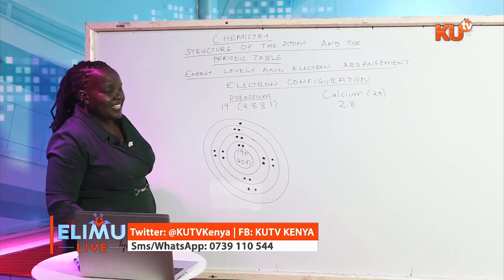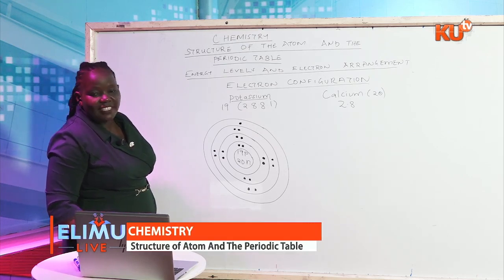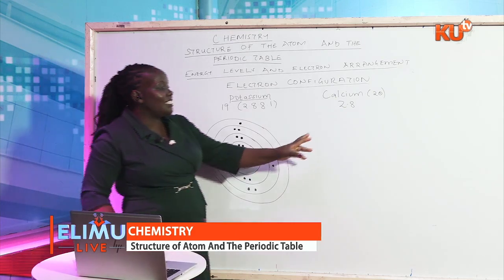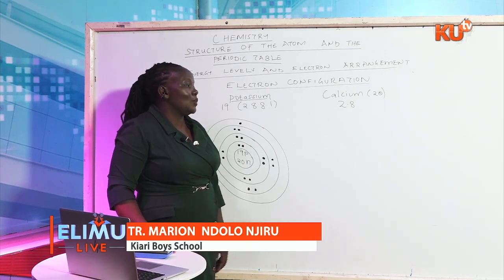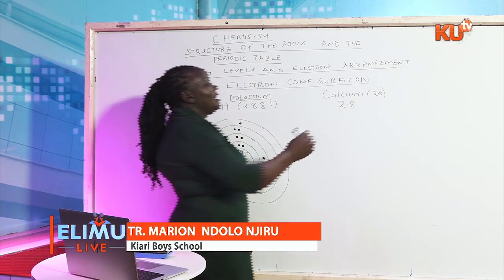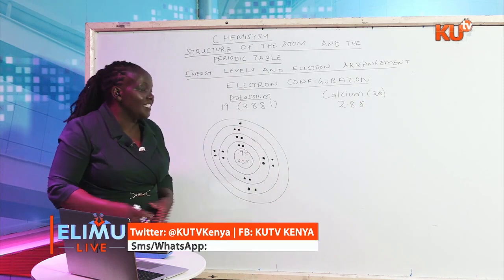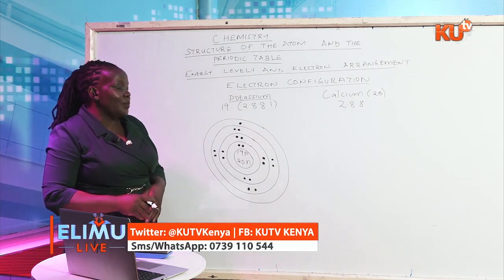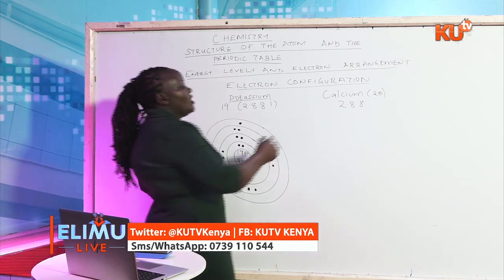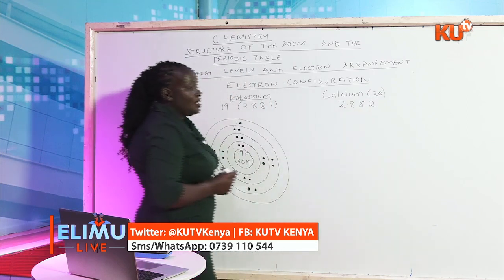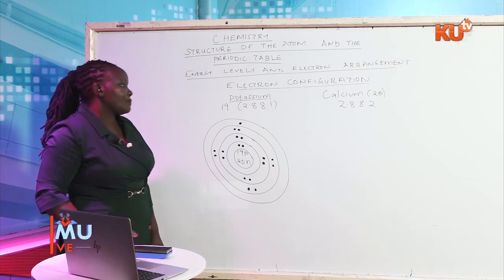We remember what we said, that the third energy level will carry a maximum of 8 if the element that you're dealing with is among the first 20 elements. And because it is in the first 20 elements, the third energy level will accommodate 8. So up to that point, we have 18 electrons, so we are left with 2 more electrons. So the 2 remaining electrons move to the 4th energy level. So we have an electron arrangement of calcium being 2, 8, 8, 2.